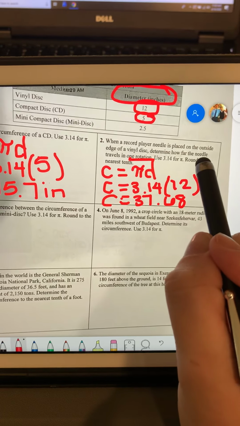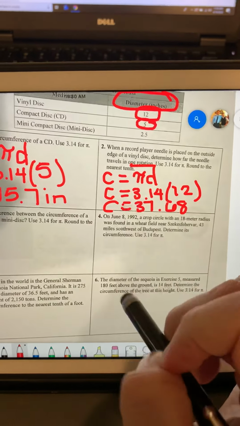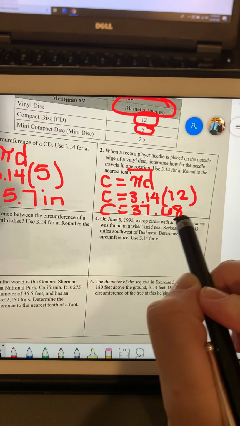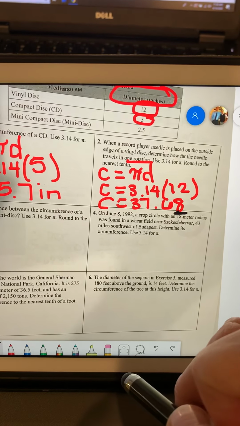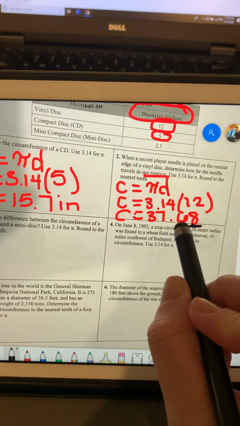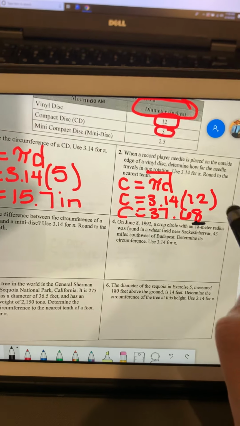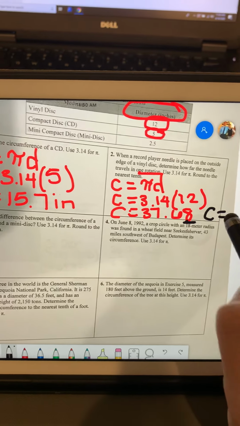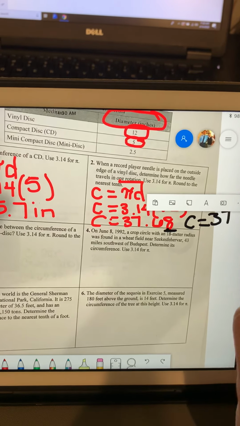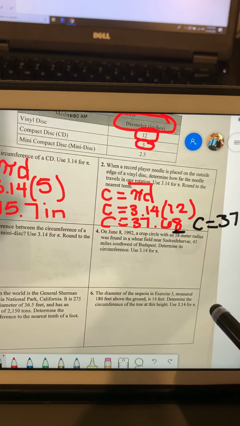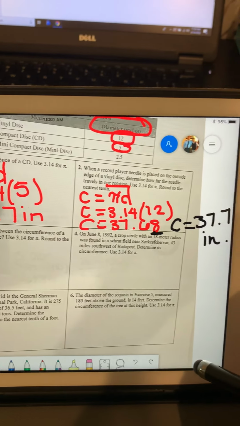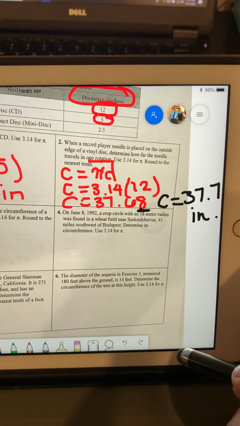And it says round to the nearest tenth. So if I'm rounding to the tenths place, I have to look past it to see if I stay the same or go up. So the 8 tells my 6 to go up because 5 or more raise the score. So our final answer would be C equals 37.7. And once again, we're talking about inches. 37.7 inches.